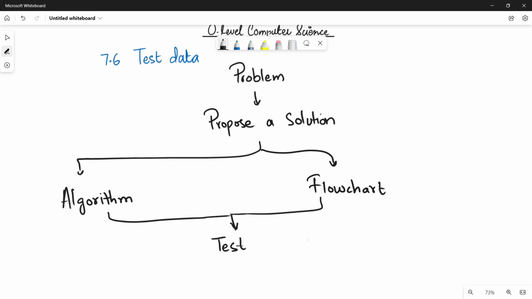And why do we need testing? Testing is important in order to see whether the algorithm or the flowchart that you have written is working the way it is expected or there are some errors. So, in order to see how your algorithm is going to work, you are going to use sets of test data.